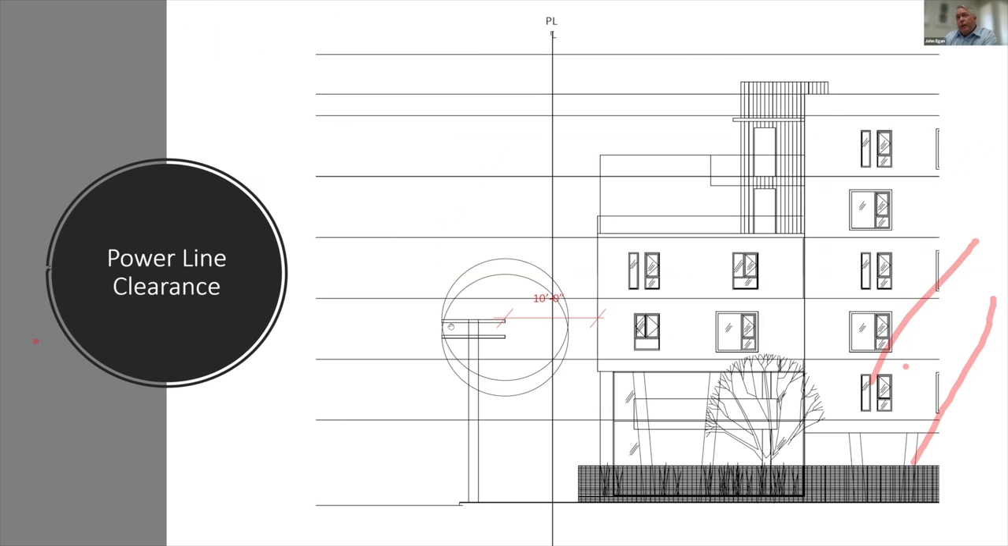Next item is a very critical one. I cannot emphasize this enough. Power lines. Moving power lines is very expensive. So you want to make sure that you understand it. In relation to our site, we had offsite power lines. And so you have to have 10 feet clear of your building for clearances from the power line. And that's not from the center line of the pole. It's actually from the conductor that's on the outside of the arm on the pole.